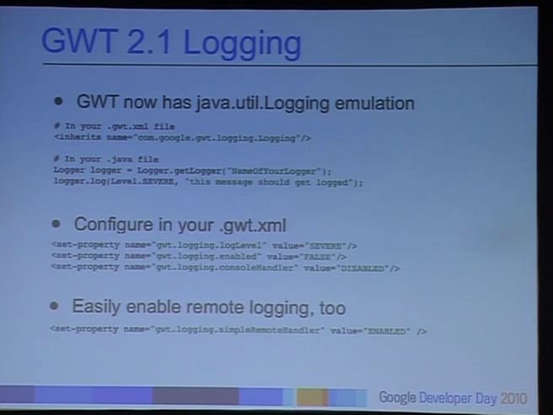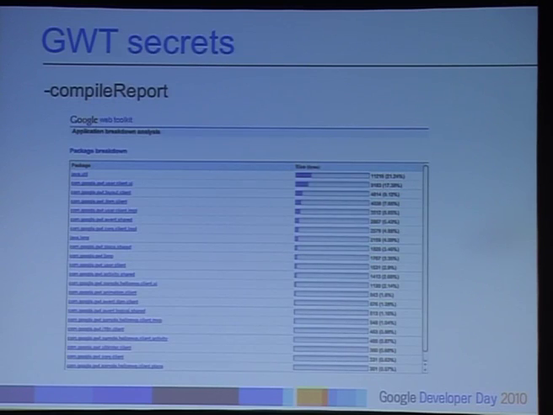Okay, logging was available through the GWT log project previously, but GWT now has the Java util logging emulation built in. So you can just put it in your GWT.xml file and call it using the Java util logging API. And what's really nice is you can set this property, GWT.logging.simpleRemoteHandler, and actually log on the server as well as the client without you having, again, to write all that manually.